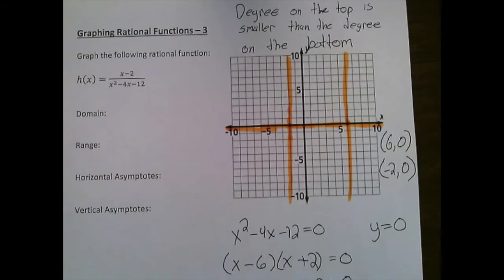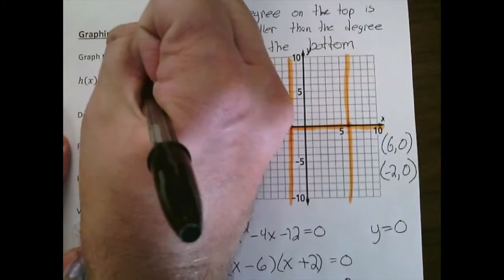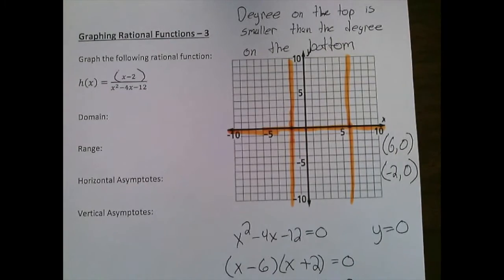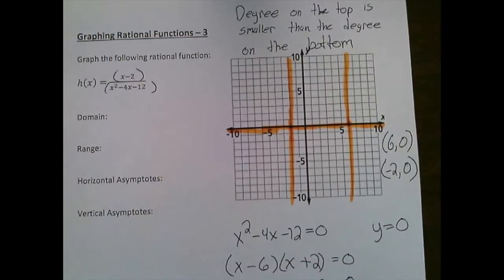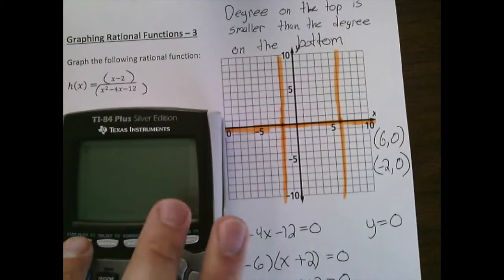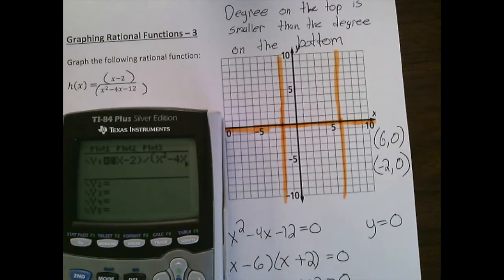Few options. I could plug in x values, try and get some y values. But the easier route is probably going to be to use a graphing calculator. So what I'm going to do is take the top, the numerator, put some parentheses around it. Take the bottom, the denominator, put some parentheses around it. And I'm going to plug those into y equals. So I already have that set up here where I put the top in parentheses, have a division sign, and then put the bottom in. And this is the graph that turned out here.